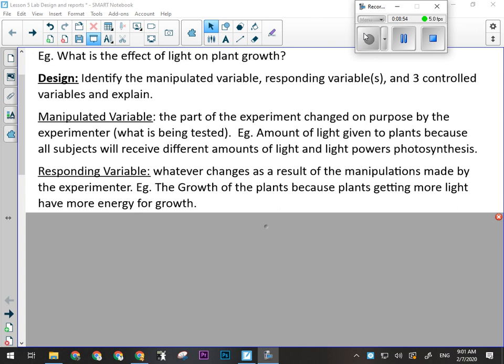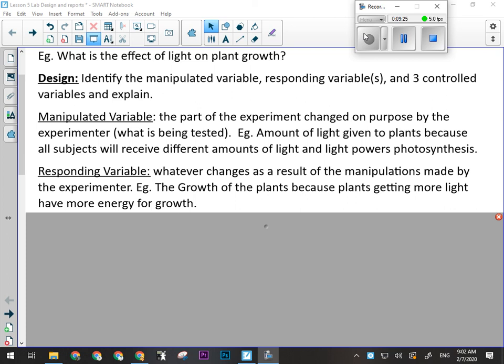Okay, in an experiment where I'm testing the effect of light on plant growth, what kind of things am I going to want to control? Okay, so just as a quick review, controlled variables are the things that you make sure stay exactly the same for the entire experiment for every subject, because they could also affect the growth of a plant if they're changed. All right, so what are some things I would want to control?